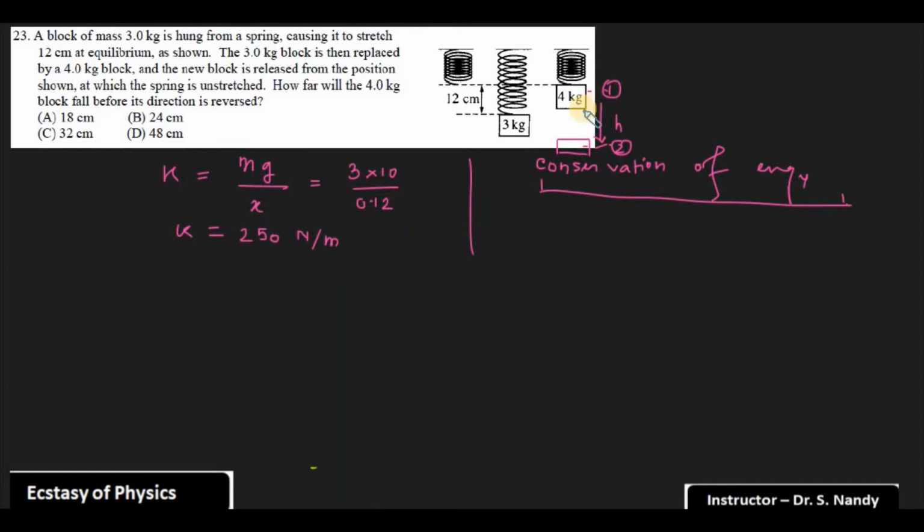At the first position, the block is at height h, which means there is gravitational potential energy at point 1, and it is in free length condition, so there will be no spring potential energy. At the second position, we consider this our reference position, so h equals 0, which means there will be no gravitational potential energy, but there will be spring potential energy.